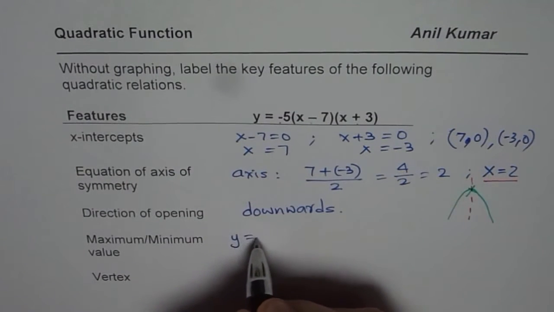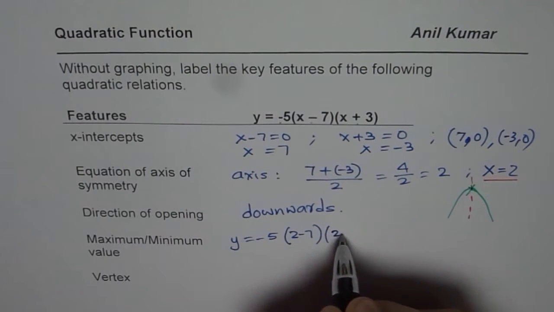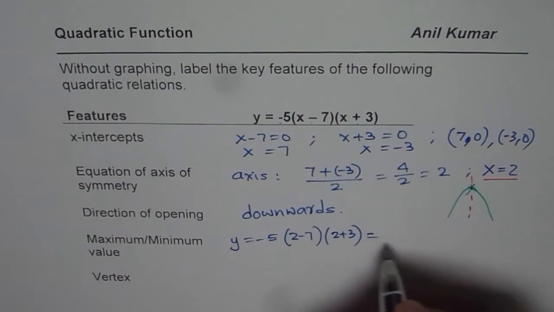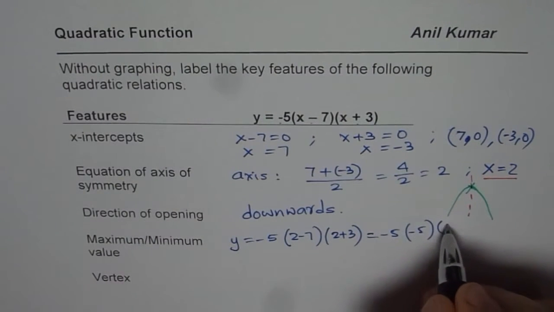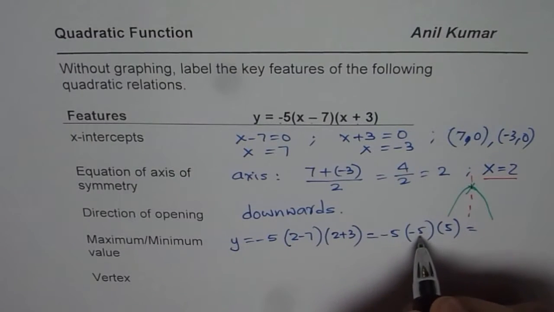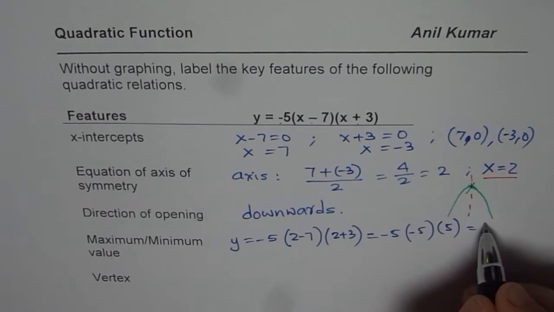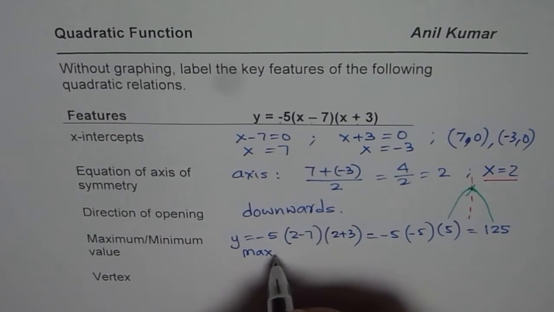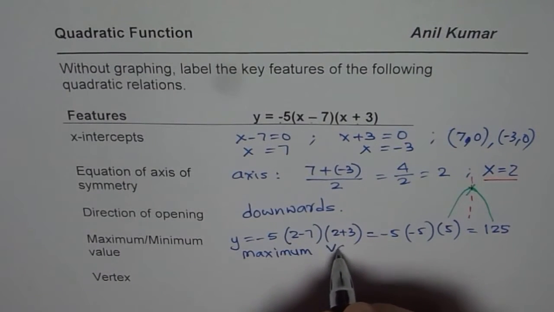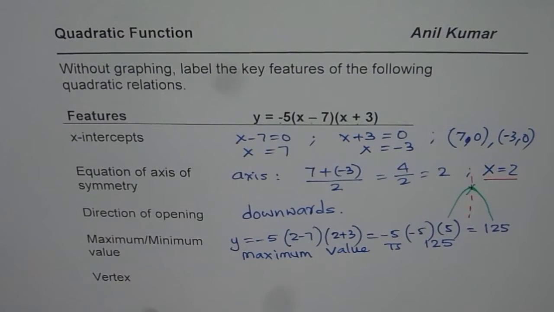So we get y equals minus 5 times (2 minus 7) times (2 plus 3). Now let's calculate. It's minus 5 times (2 minus 7), which is minus 5, and that is again 5. So 5 times 5 is 25, and 25 times 5 is 125. The sign is positive, right? So 125. That is the maximum value. So we can write the maximum value is 125, correct?